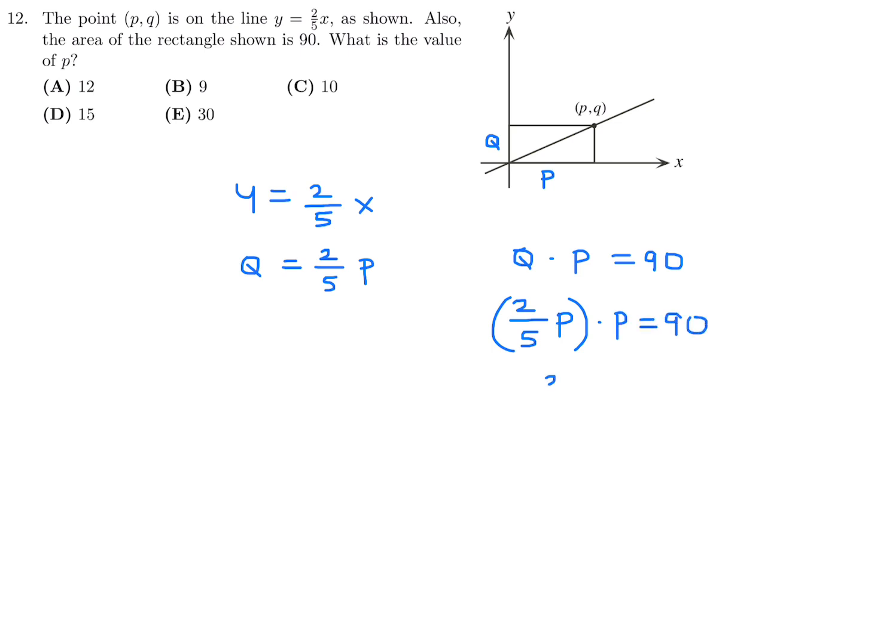So this becomes 2 over 5P squared is equal to 90, and therefore P squared is equal to 90 times 5 divided by 2 if you cross multiply. And P squared, what is that? 450 divided by 2, so 225. And then if you take the square root of both sides, you get 15 for P. So number 12, the answer is D.